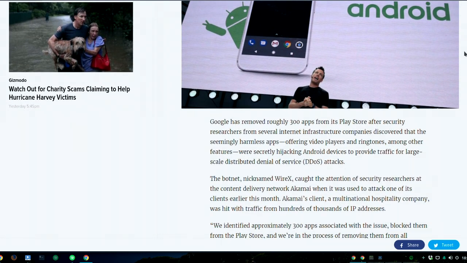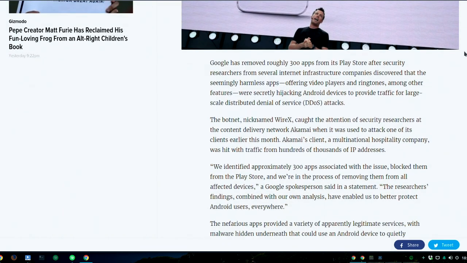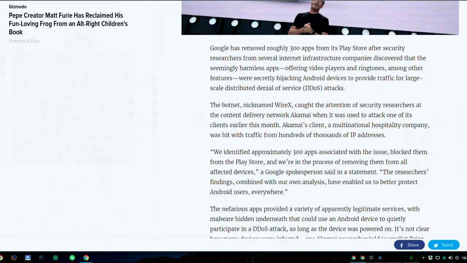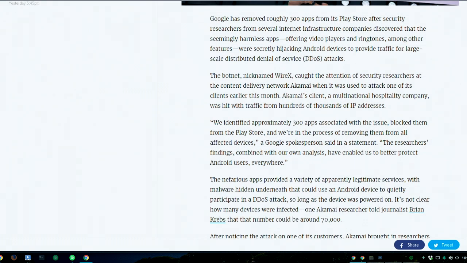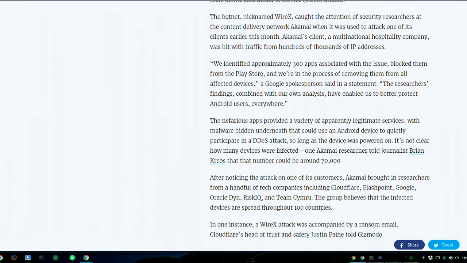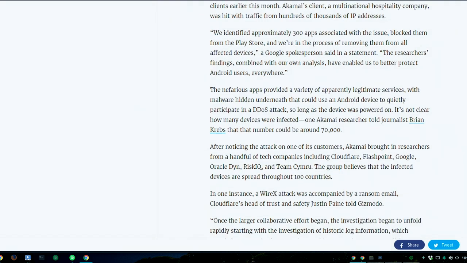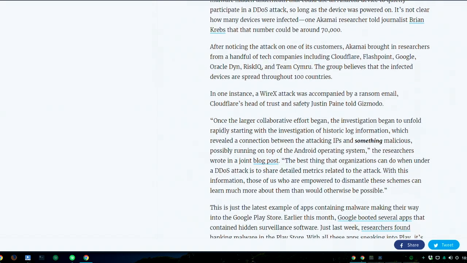Well, the apps were nefarious. They actually provided a variety of apparently legitimate services with malware hidden underneath that could use an Android device to quietly participate in a DDoS attack as long as the device was powered on. It's not sure how many devices were infected, but one Akamai researcher told journalist Brian Krebs that that number could be around 70,000.